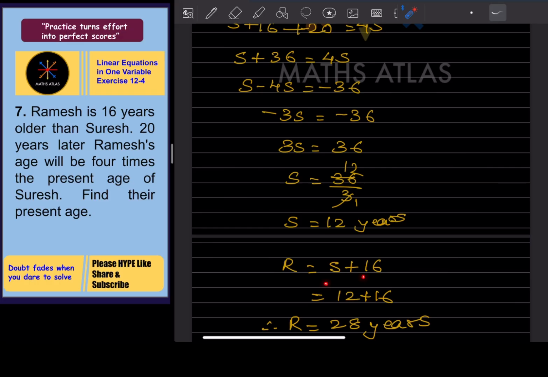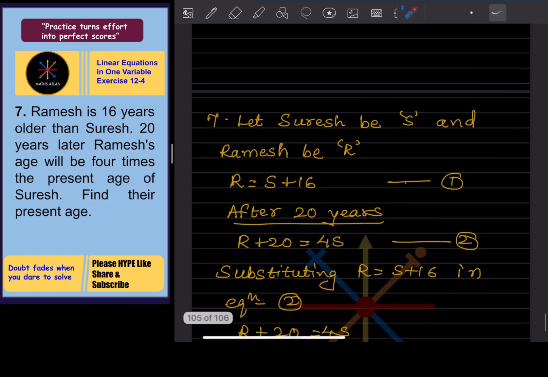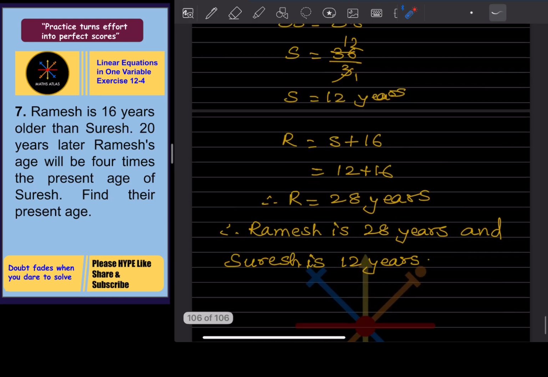So R will be S plus 16, because R is given as S plus 16. In place of S put 12 plus 16, so R is going to be 28 years. So Ramesh is 28 years and Suresh is 12 years.